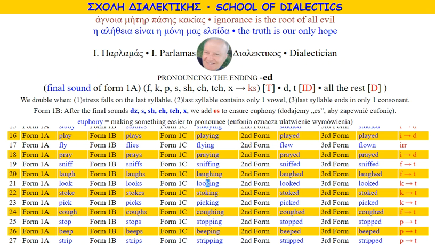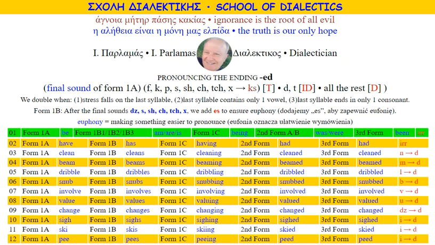You see, we have one K. And here we don't double. Why? Because the third condition breaks here. The third condition says the last syllable ends in only one consonant, but this ends in two consonants, so we don't double, picking. But here we double. Why? Because it's one syllable, which means it's the last syllable, as well as the first. It has only one vowel, and it ends only in one consonant. So we double. Stopping, stopped, okay?